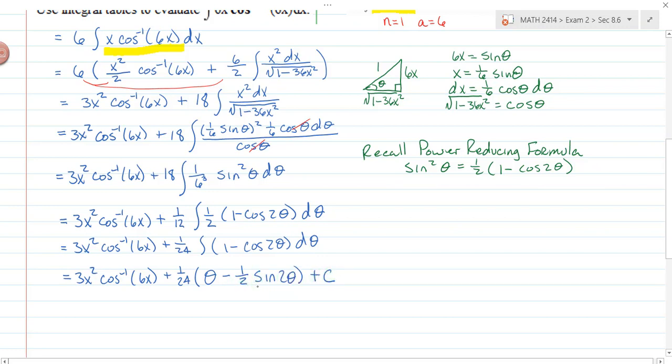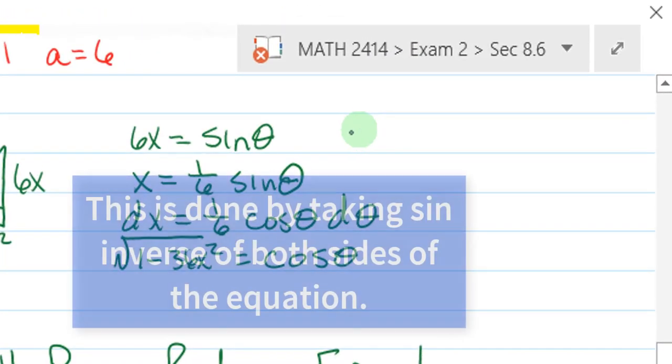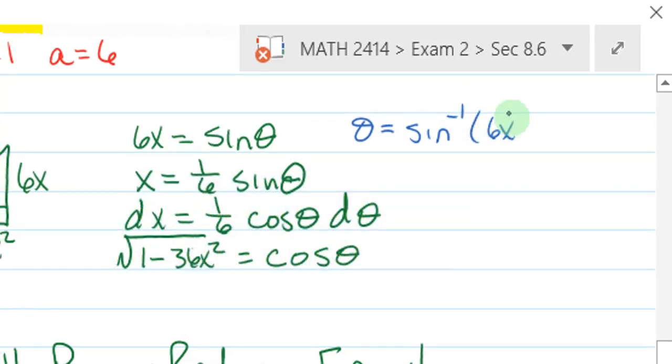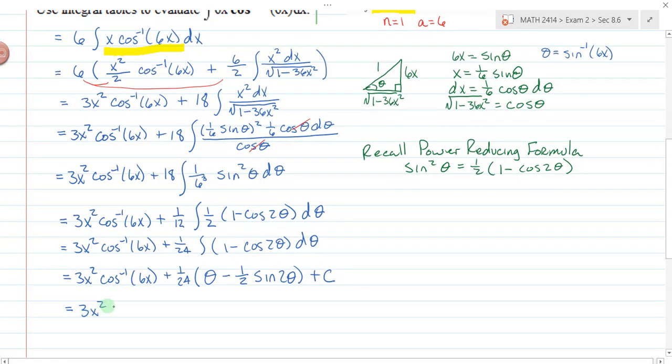Do I want to leave the thetas in my answer? No. If sine theta is equal to 6x, what is theta going to be equal to? Sine inverse 6x. So this gives us 3x squared cosine inverse 6x plus, and I'm going to go ahead and distribute that 1/24 now, and that's going to give me 1/24 sine inverse 6x, because if 6x is equal to sine theta, take sine inverse of both sides, and I get theta is sine inverse 6x. Minus, and now when I distribute that 1/24 across, that's going to give me 1/48.